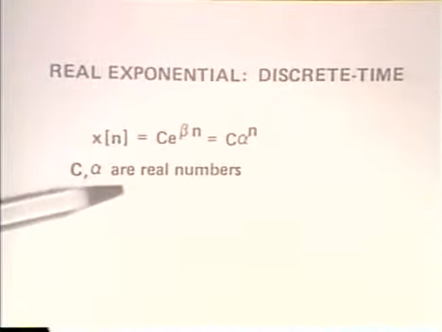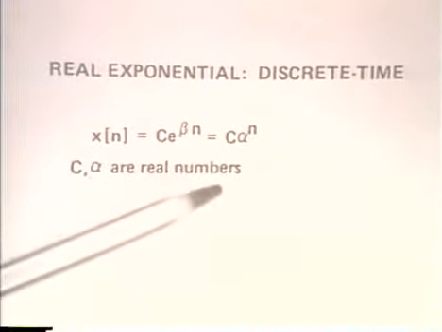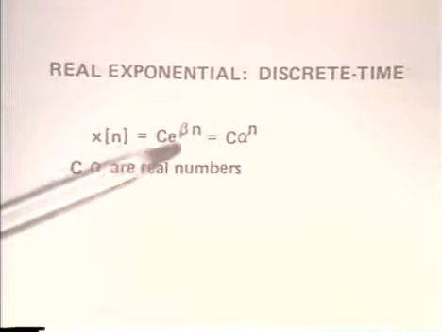or, as we'll find more convenient, in part for a reason that I'll indicate shortly, we can rewrite this as c times alpha to the n, where, of course, alpha is equal to e to the beta. More typically, in the discrete time case, we'll express the exponential as c times alpha to the n. So, for example, this becomes essentially a geometric series or progression as n continues for certain values of alpha.